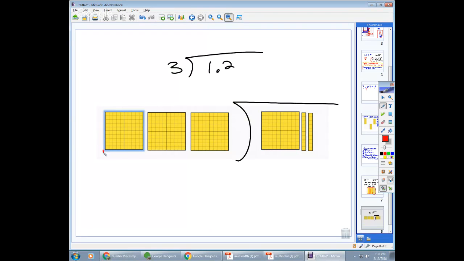So how many tenths do we have here? 30 tenths. Yeah, so this would be 30 tenths. And what do we have over here? 12 tenths. So of the 30 that we're looking for, right, isn't this what we're looking for?